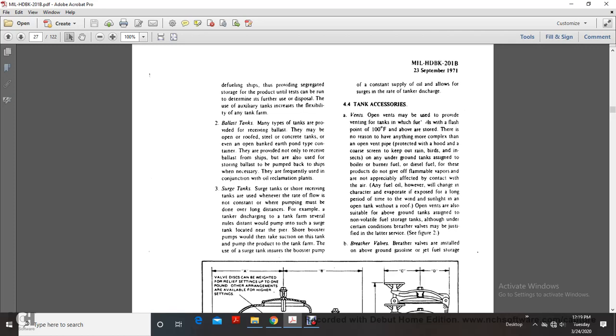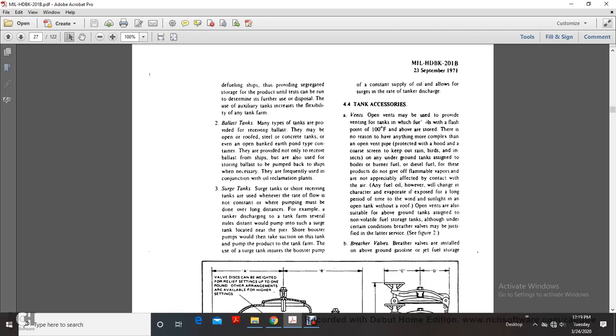For these products, it does give off flammable vapor that is not accessibly effective on contact with the air. Any fuel oil, however, will change its characteristics and evaporate if exposed for a long period of time to the wind and sunlight in any open tank without a roof. Open venting is also suitable for the above ground tank. The design of the non-viable storage tanks is other than certain conditions.